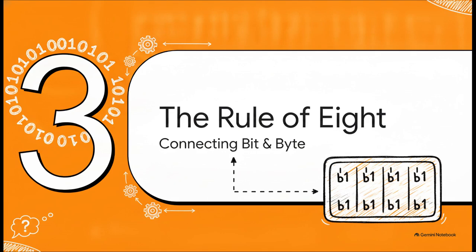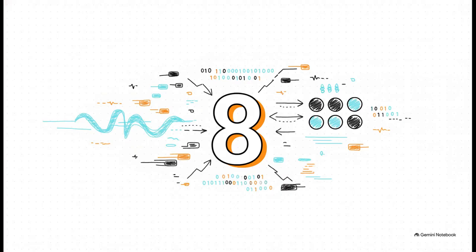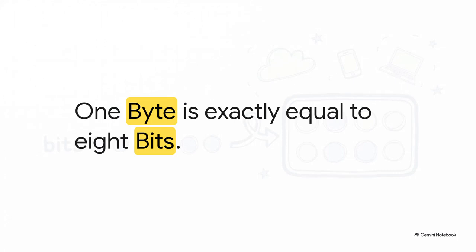Connecting bit and byte. Now, what's really interesting here is that this single number, 8, is the golden rule to solving our entire internet speed mystery. This isn't just some random variable. It is a hard, fast, structural law of computing. When data gets packaged up, 8 is the exact quantity that bridges the gap between the absolute smallest unit and the very next step up. Here is the formula laid out perfectly clear.